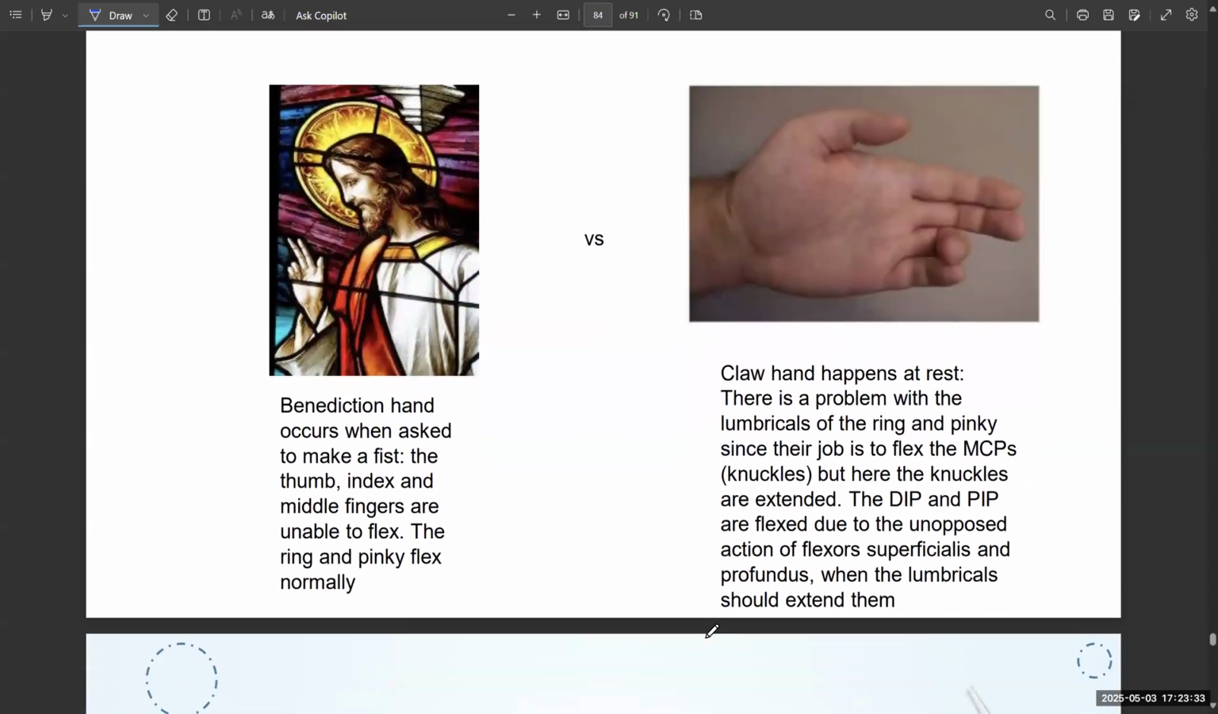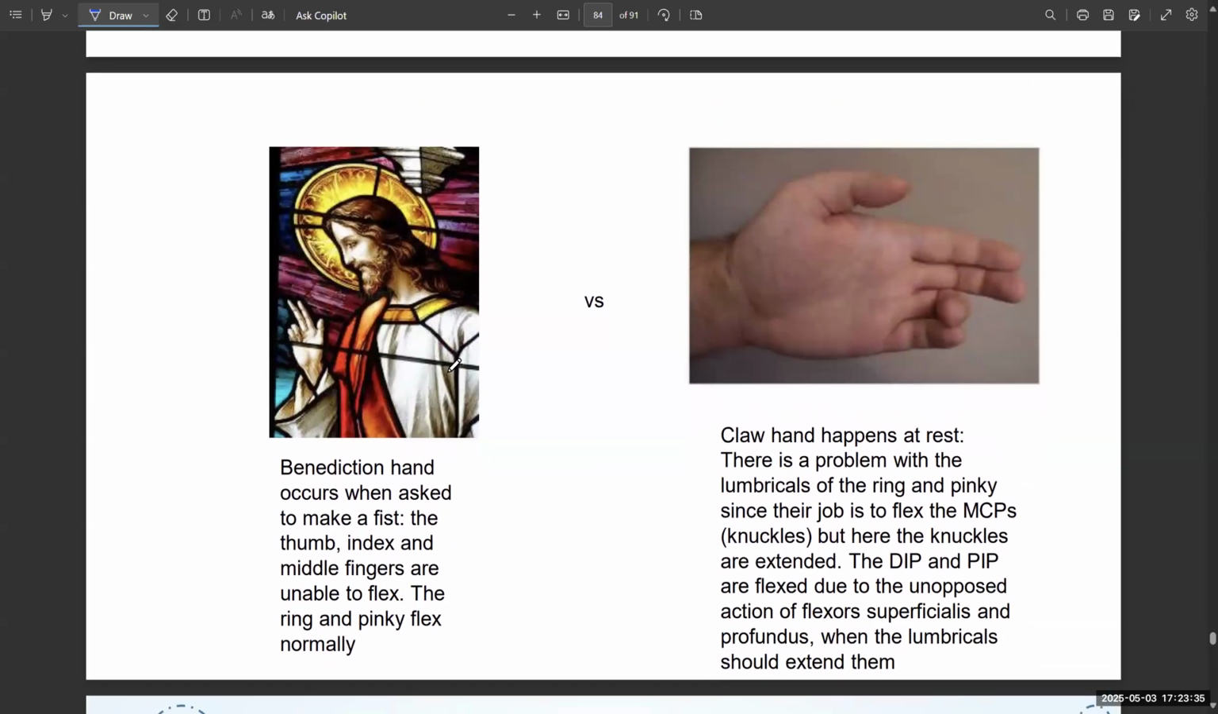Okay, so benediction hand versus claw hand. Now, if you look at this hand over here, this is a sort of a religious gesture, but it looks very similar to a benediction hand. So that's why I put the picture here. A benediction hand occurs when you are asked to make a fist. It does not occur at rest. So the thumb, index, and middle fingers are unable to flex. The ring and pinky flex normally. So if you ask a patient to make a fist, his ring finger and his pinky finger will flex normally. However, his index finger, his middle finger, and his thumb will remain extended.